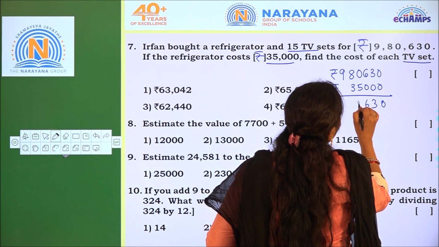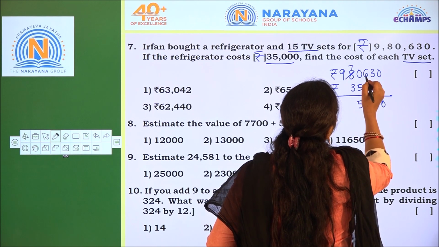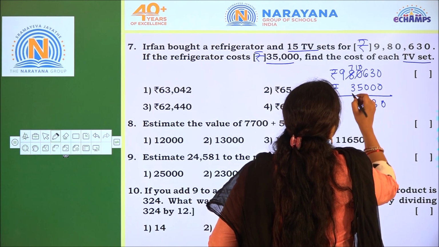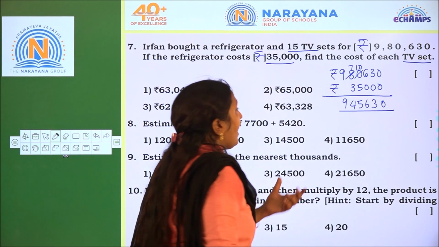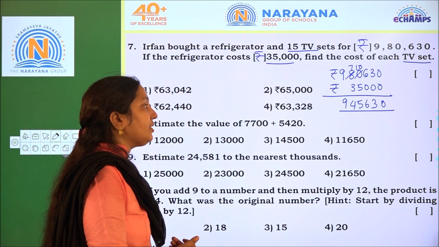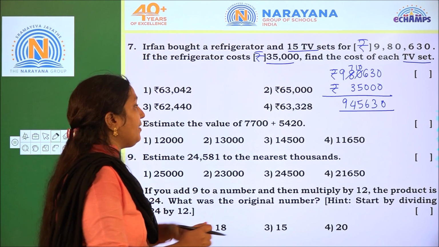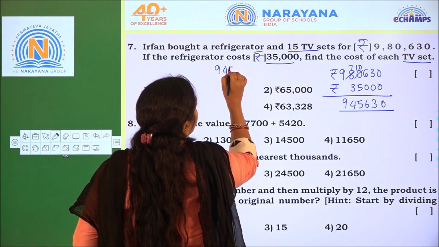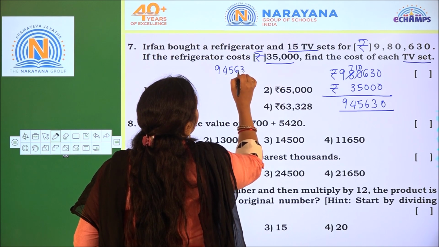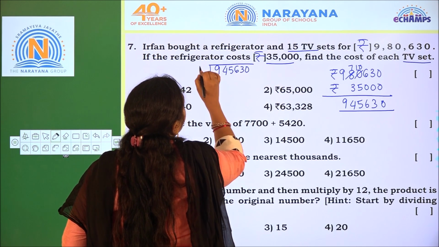3, 6, 5. It will be 7 because of regrouping. 7 minus 3 is 4, 9. Now we have to divide. 9,45,630 is divided by 15.